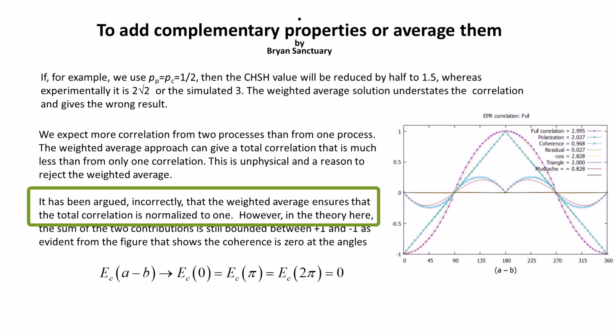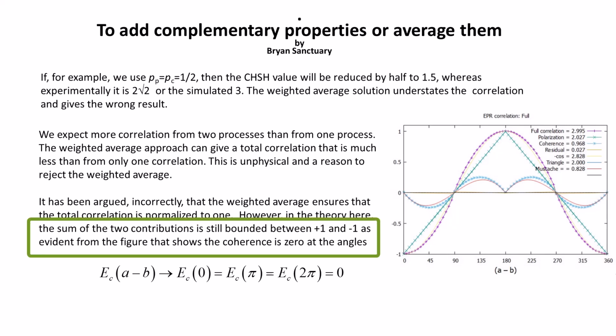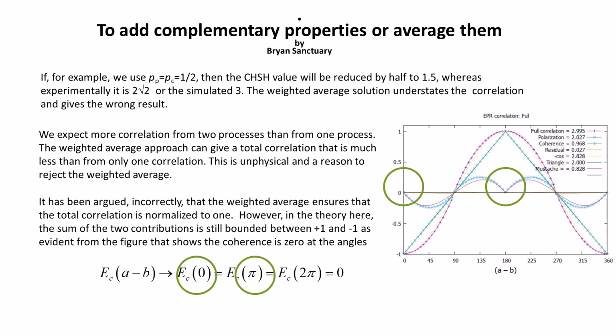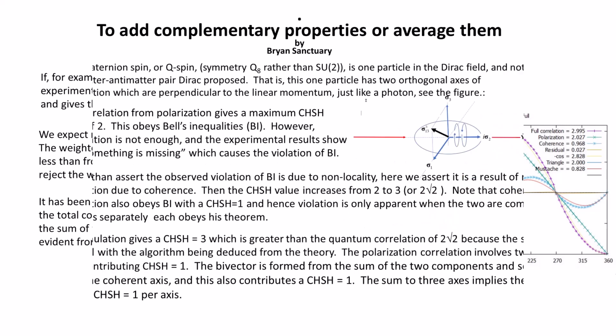Larsson argues, also incorrectly, that the weighted average ensures that the total correlation is normalized to 1. However, in the theory here, the sum of the two contributions is still bounded between +1 and -1, as evident from the figure that shows the coherence is 0 at the angles of 0, pi, and 2 pi, and so it cannot exceed ±1. In the EPR case, no normalization is necessary.